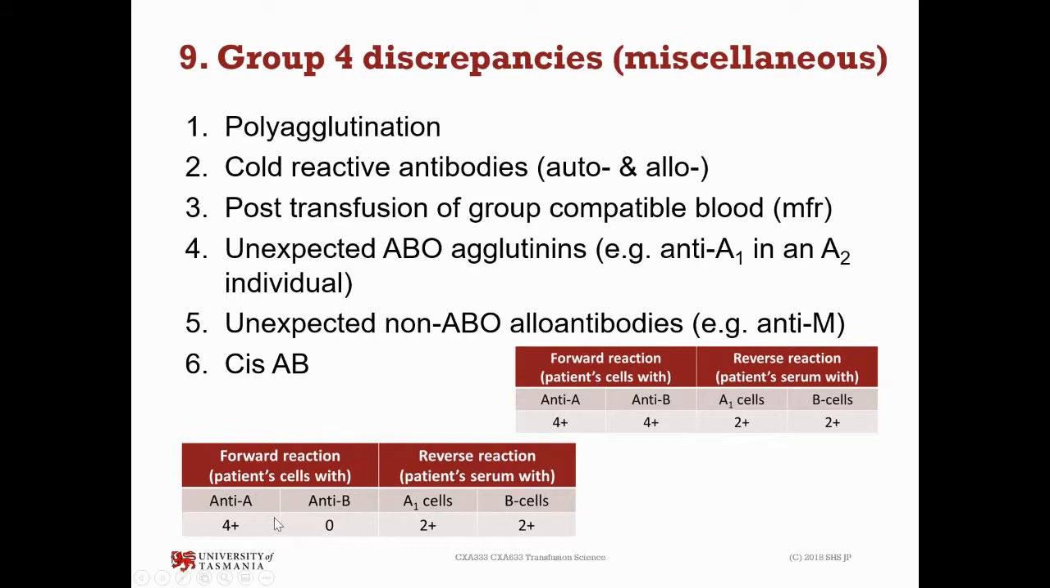This is what happens. So the A2 individual has got A antigen only on their cells, which reacts with our anti-A, but in about 2 to 8% of those people, they can form an anti-A1. And so we get this discrepancy in our reverse reaction with the anti-A1 in the patient's plasma reacting with A1 cells. And this is the only way we can tell that we have a group A2 patient, if they have formed an anti-A1, because this is what we see in the reverse group.